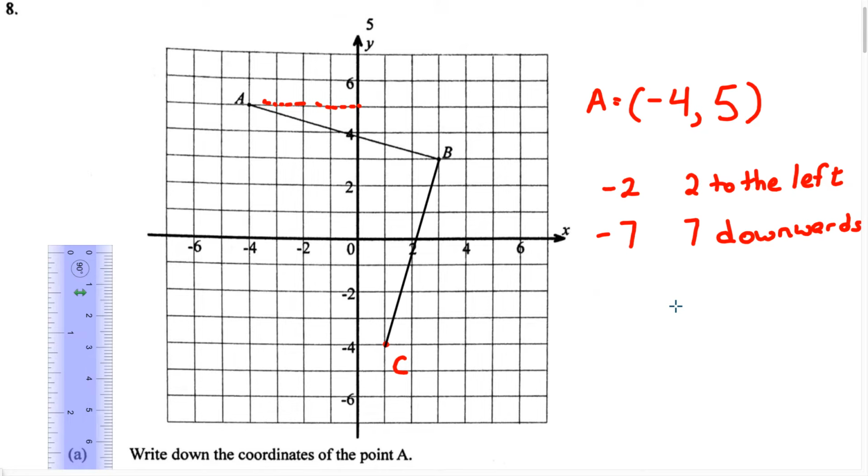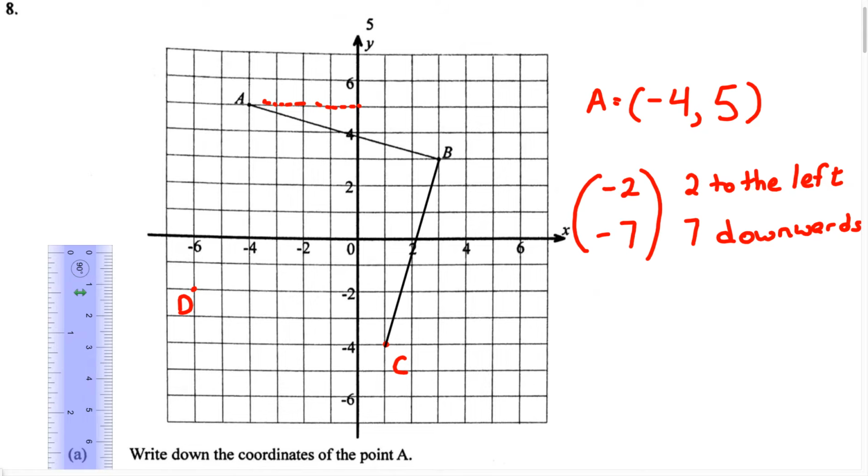Now once we have this, all we're going to do is start at A and move -2 places in the X, and then move -7 places in the Y. So we're going to start at A. We know A is going to be right here. So we're going to go 1, 2, and now we're going to go -7 places downwards. So we're going to say 1, 2, 3, 4, 5, 6, 7. So this point right here is going to be known as point D. We can just label this point D.